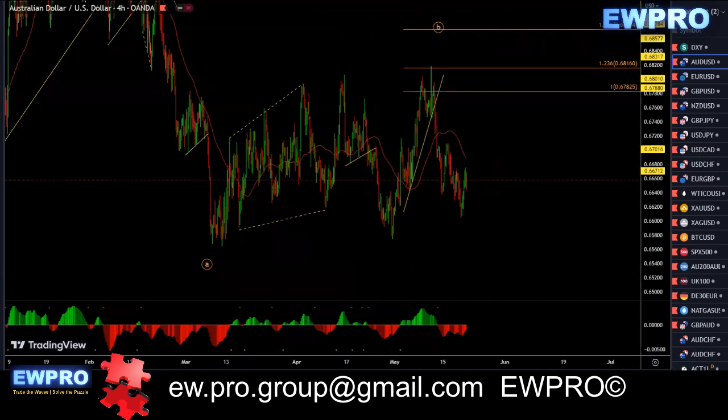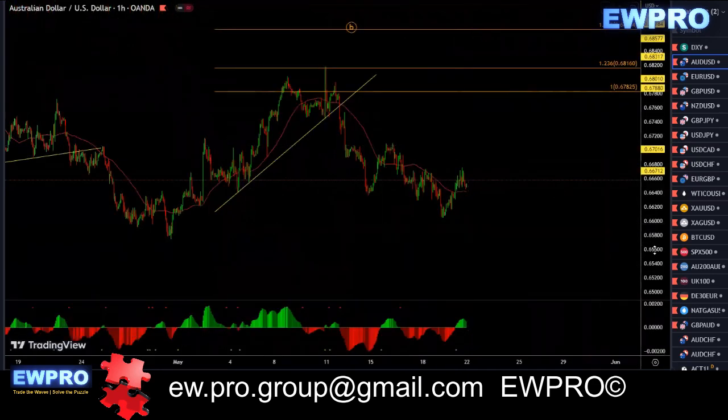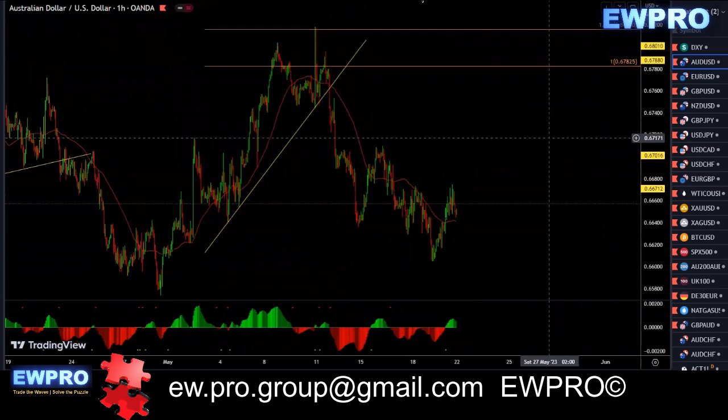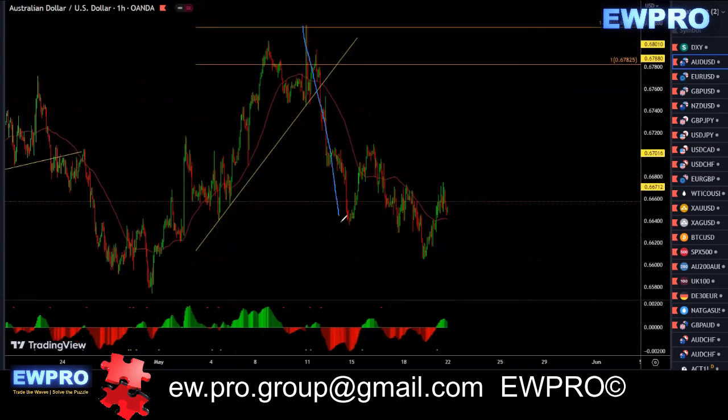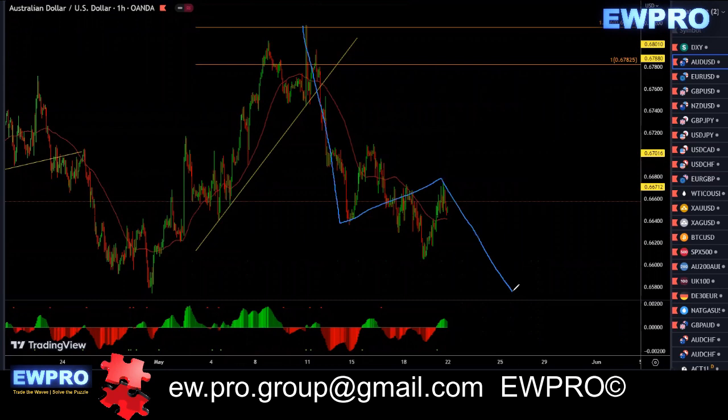On the H1, we're getting this possible flat for an A, B, C. This is looking very much like a flat here, an A, B, C in here. So you'd have to go down onto the lower time frames. If you got a little setup in here on the lower time frames, you could look for that one down for the A, B, C.